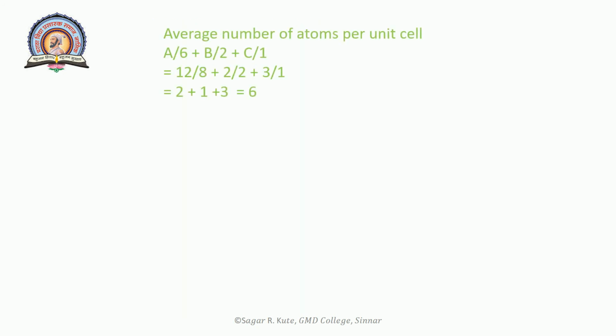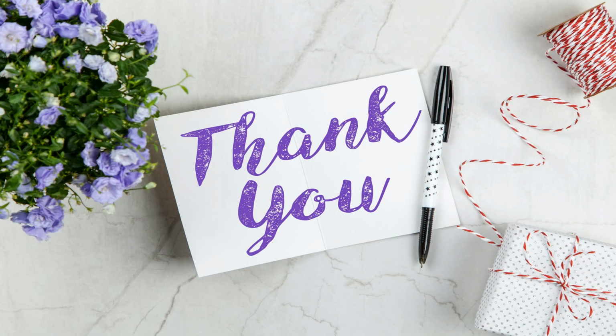Average number of atoms per unit cell is equal to A divided by 6 plus B divided by 2 plus C divided by 1. That is 12 divided by 6 plus 2 divided by 2 plus 3 divided by 1. That is 2 plus 1 plus 3 is equal to 6. Therefore, the hexagonal close packed structure has an average number of atoms per unit cell equal to 6. This type of crystal structure is found in the following metals: Be, Mg, Ca, Zn, etc. Now, this was the revision of crystal structure. Thank you so much.